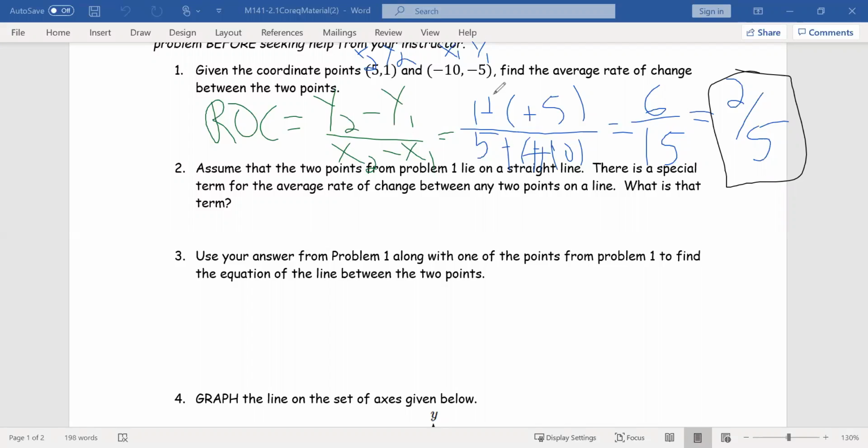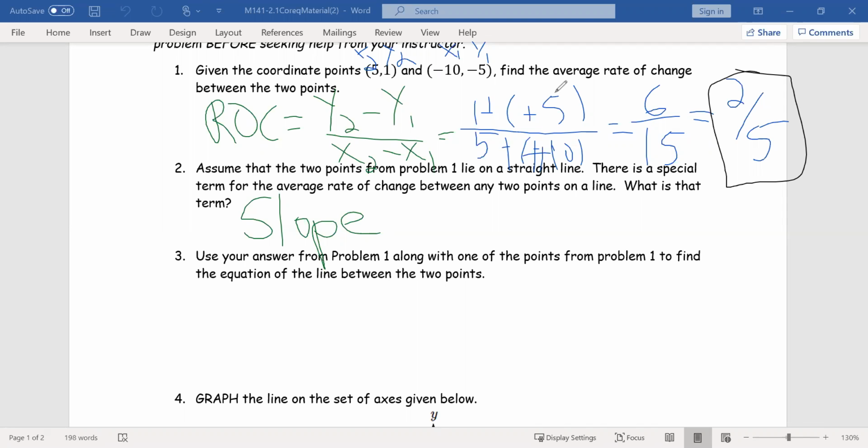Now the second question says, assume that those 2 points lie on a straight line, and there's a special name for the average rate of change between any 2 points on a line. What is that name? I think we've talked about this a little bit earlier in the quarter. Chances are, if you've taken an algebra class prior to this, you've heard this term before, and that term is slope. When we're looking at linear functions, we have a special name for the average rate of change between 2 points, and that's the slope.